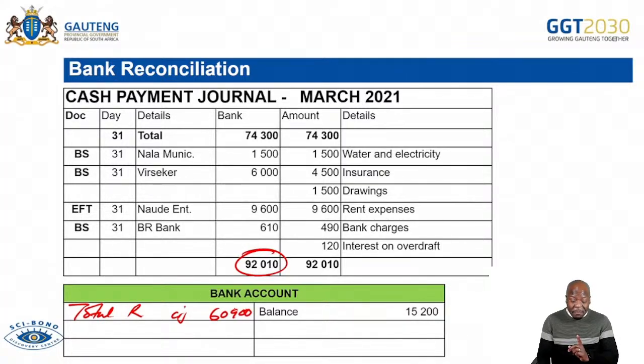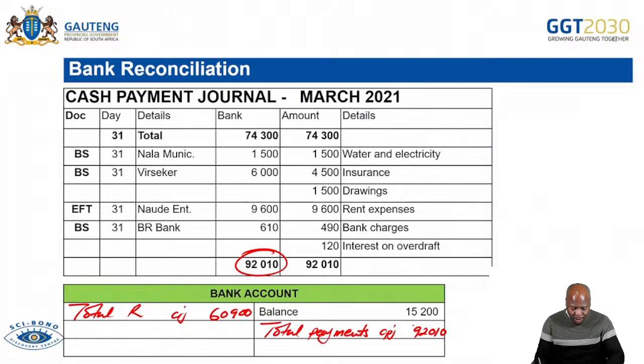60,900. You remember? Okay. Now, I'm going to come and record my total payments. Make sure when I write, you also write. Okay? Total payments from the CPJ. How much are we bringing here? 92,010. I need those calculators closed now.